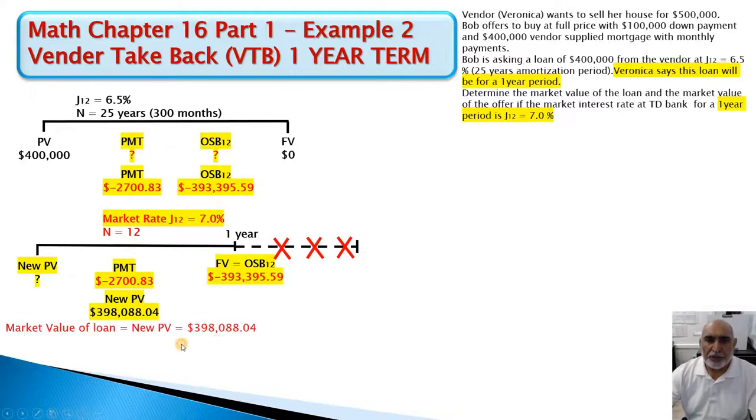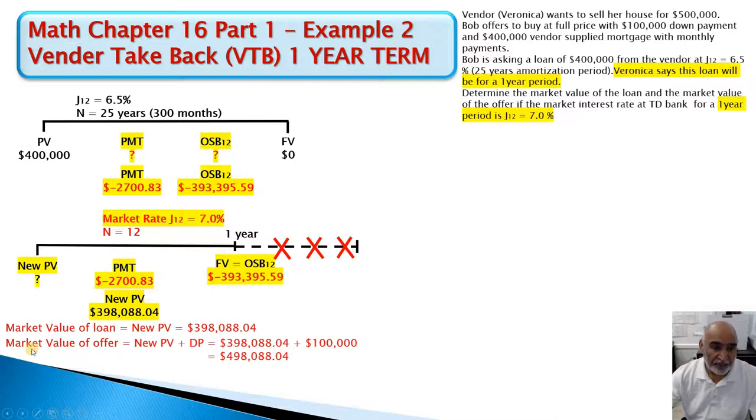We have found out the market value of the loan. That's your new PV, 398. Market value of the offer is 398 plus your down payment. On the exam questions, usually they only ask for one of these. Either they'll ask for market value of the loan, or they'll ask for market value of the offer.